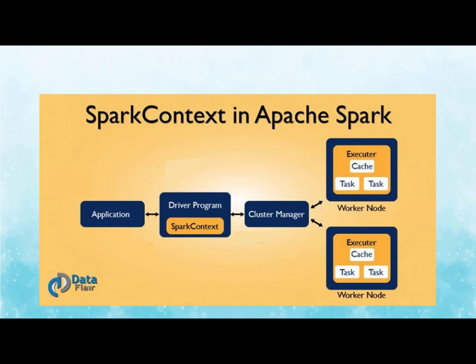So what we do is we create a Spark conf object to specify the information about the application, such as its name and master node's IP address. If you remember, we gave it a name.